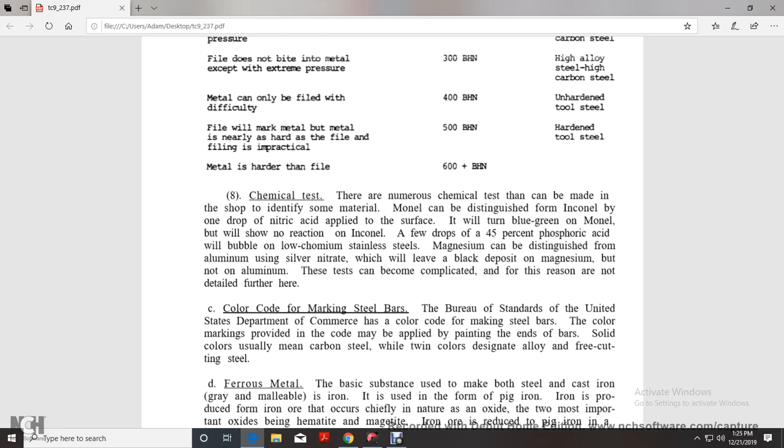Color code marking of steel bars. The Bureau of Standards of the United States Department of Commerce has a color code for marking steel bars. The color marks may be applied by painting the ends of the bars. A solid color usually means carbon steel, with twin colors designating alloy and free cutting steel.